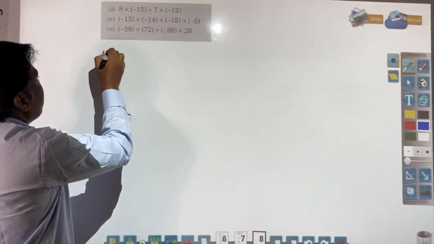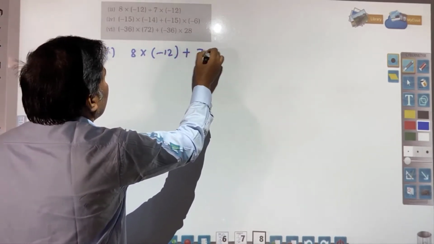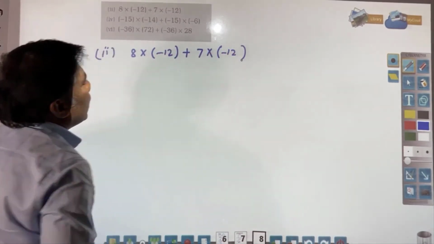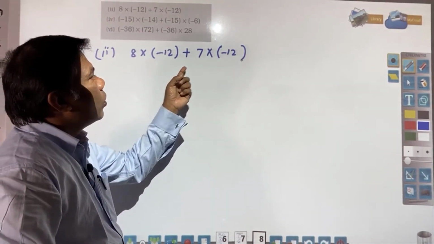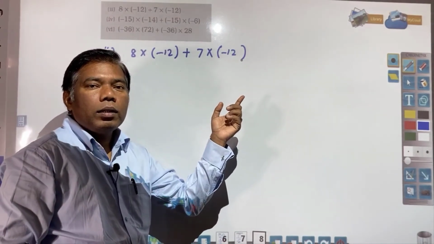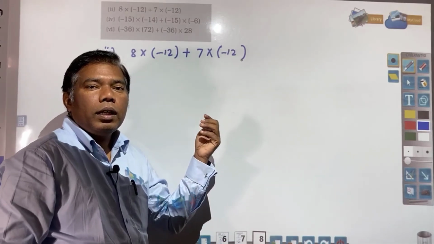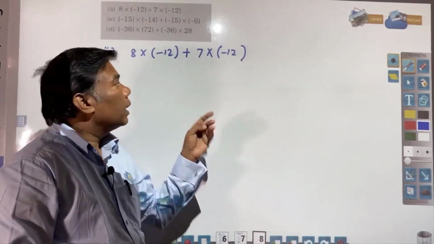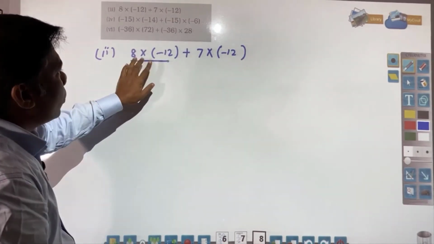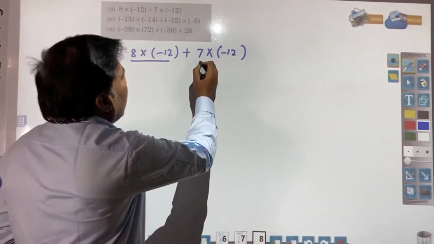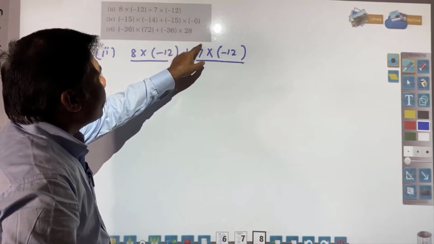Here you see, 8 into -12 plus 7 into -12. Here you never make a mistake. Always follow the BODMAS rule, which you have already learned: bracket, then division, multiplication, addition and subtraction. So here you have multiplication. You need to do this first. You need to solve this first, and this together, and then you add. Never do this simplification first.